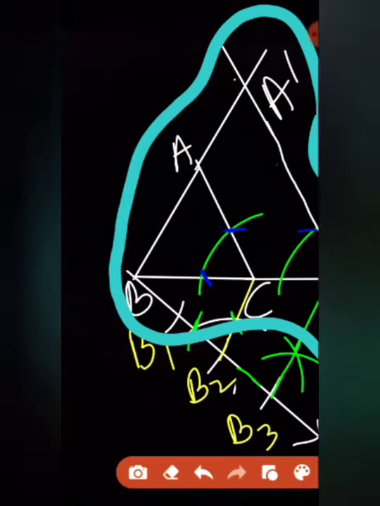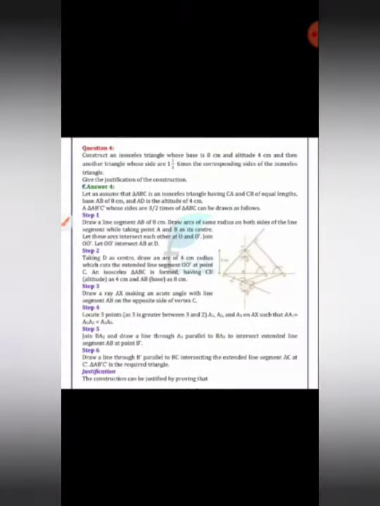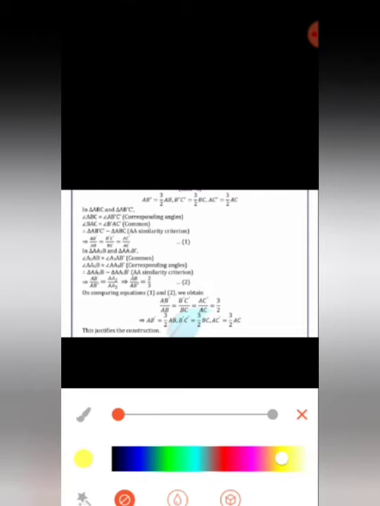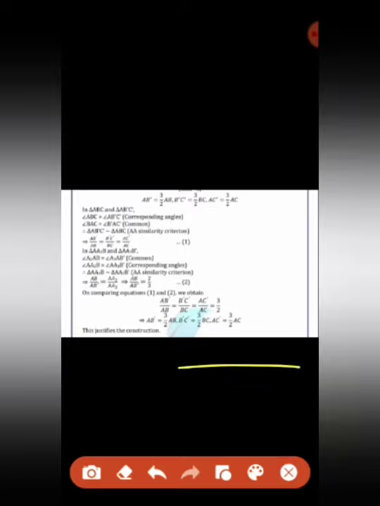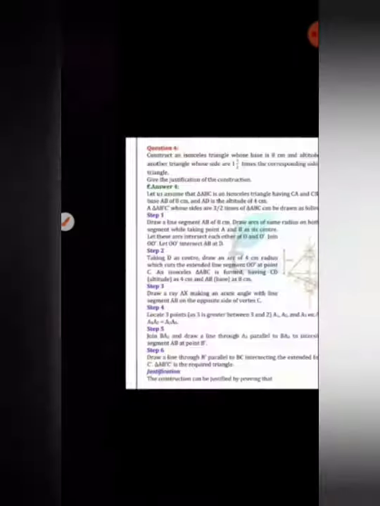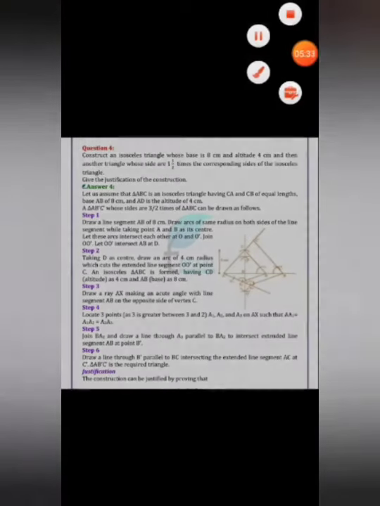Now, here are some notes. You can see this, justification is given here. It's very simple. If you didn't understand, then ask me. You can ask me privately. We just need to prove it by the proportionality theorem. And then here, question number 4 is completed.